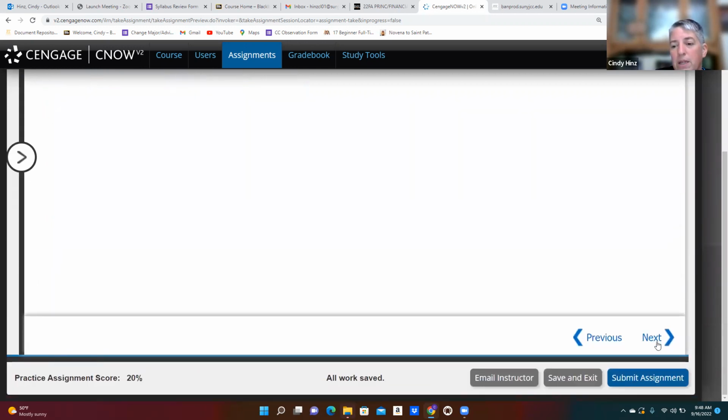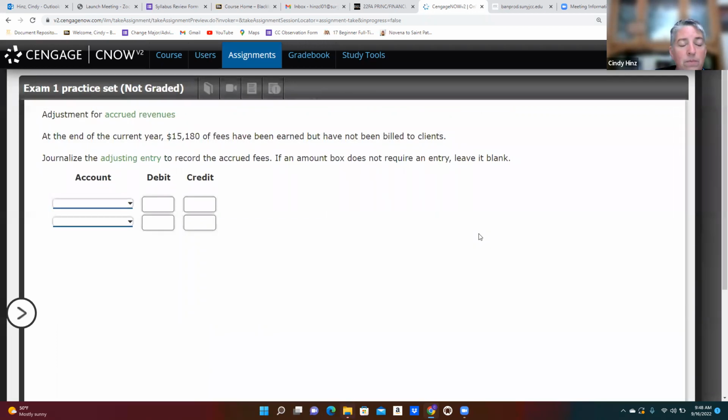Remember in the reference materials in Brightspace, there is a little snip from a textbook that shows all of the required elements for a journal entry. So being able to write a journal entry is very important.